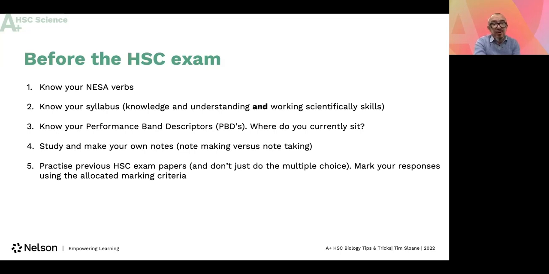Goes without saying, it's essential that you study and make your own notes as they relate to those content descriptors for the knowledge and understanding and working scientifically component of the course, and not just copy down notes from the board or from the textbook. It really is essential that you really understand the content and know how to apply that to written responses in your exams.